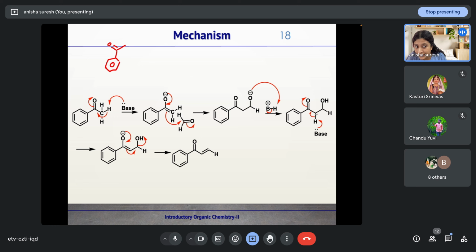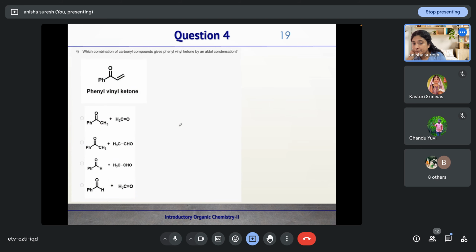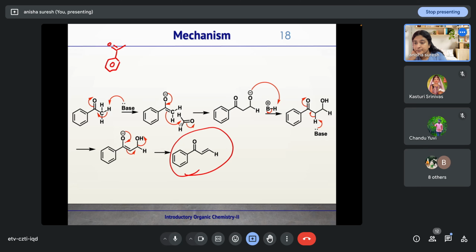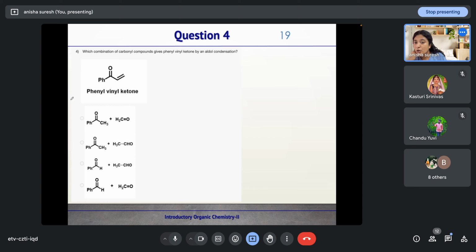And then again an alpha hydrogen is present in this. So this base will abstract that alpha hydrogen, leading to formation of this enolate. And this will undergo an E1CB sort of mechanism, leading to formation of this product, phenyl vinyl ketone. Okay. So the starting materials are acetophenone and formaldehyde. Clear? Option A is the right answer. Are there any doubts?